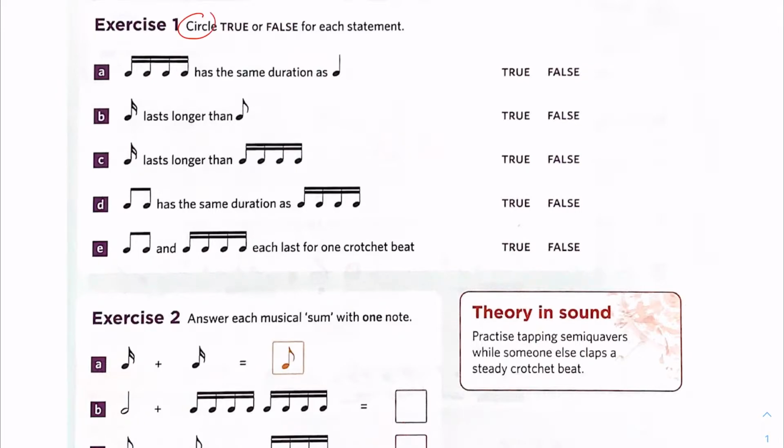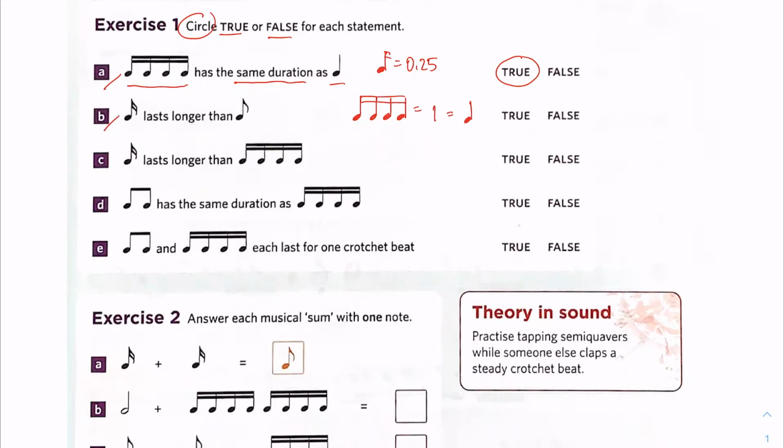Exercise 1. Circle true or false for each statement. Statement A. 4 semiquavers has the same duration as a crotchet. If you remember, each semiquaver is worth 0.25 counts. So when we have 4 semiquavers, 1, 2, 3, 4, we beam them together. Remember, there are 2 beams. And together, they make 1 count, which is a crotchet beat. So the statement in A is true.